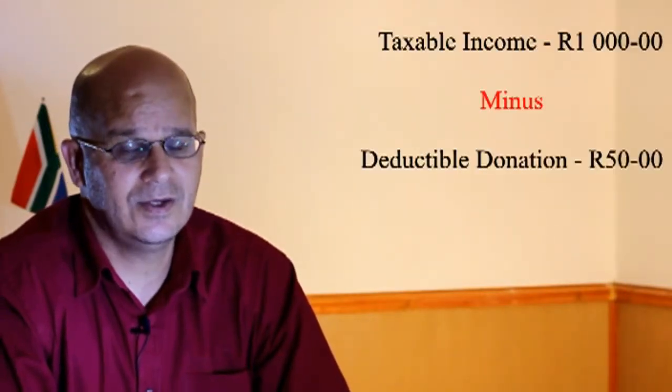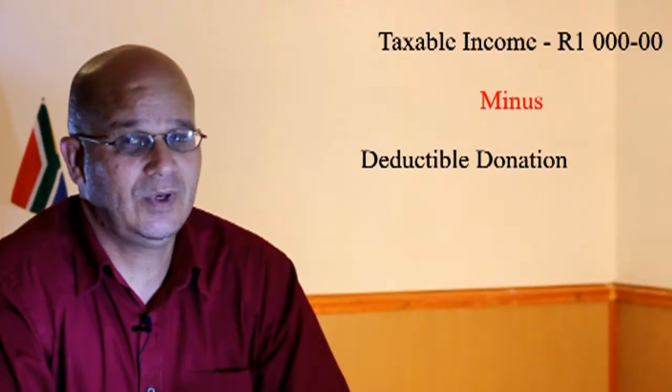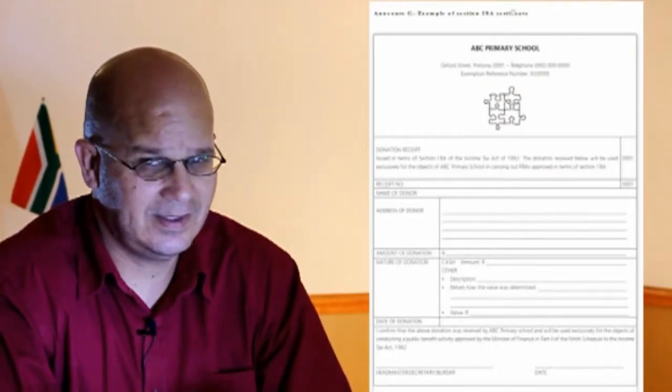Basically what it means is that if a donor makes a donation to a non-profit organization with Section 18A status, that donor can get a deduction from his or her taxable income up to 10%, and that donor will get that deduction by submitting a receipt, received from the organization, to the South African Revenue Service, and SARS will then give the donor a deduction on his or her tax liability. So that's in a nutshell how it works.